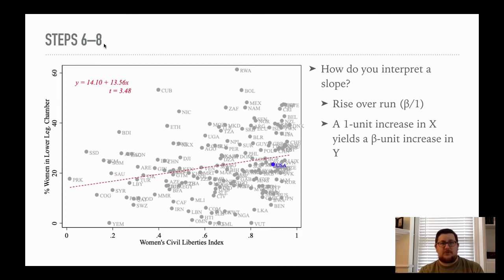So what does that mean? A 1 unit increase in x. So here's our Women's Civil Liberties Index. A 1 unit increase in that should yield a 13.56 unit increase in y. And we can see that, okay? Sounds like a big effect until you consider that our x value takes values between 0 and 1. It can't go above 1, it can't go below 0. So a 1 unit increase is the maximum possible effect, okay? This is going to be important when we consider other variables, all right?